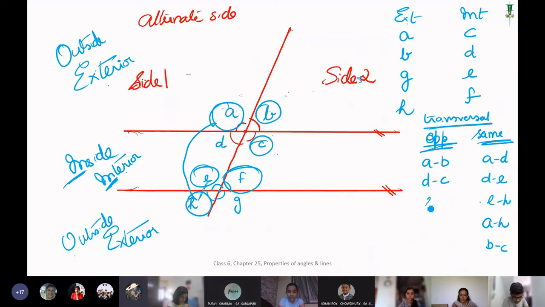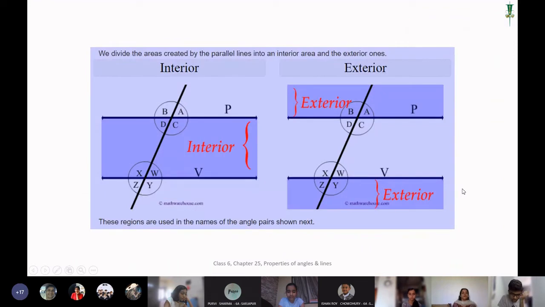Opposite side. So everybody is clear with reference to transversal, opposite and same side, and inside and outside with reference to the parallel lines? Very clear, ma'am. Now let's proceed. This is what I explained to you: this outer portion is the exterior, and all of this inner portion is called the interior.